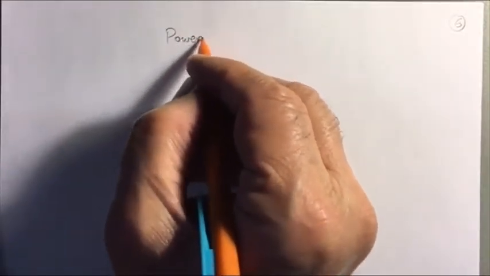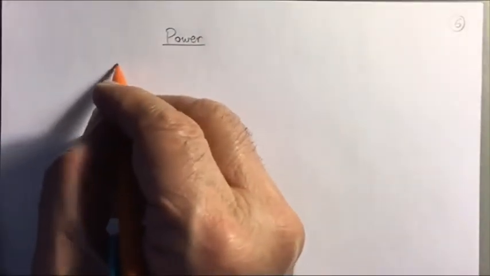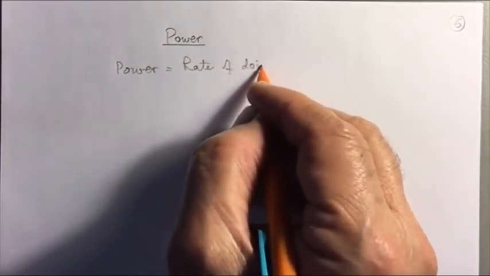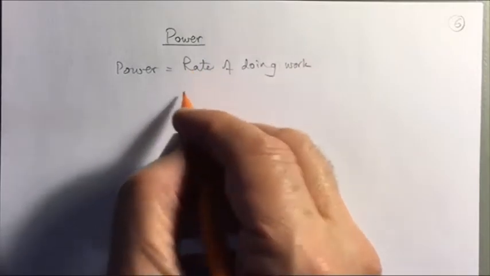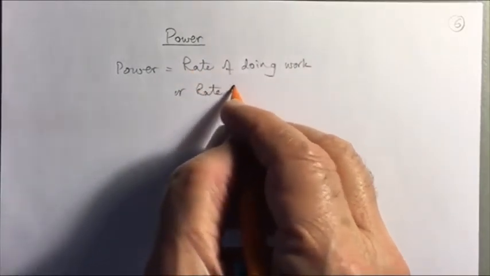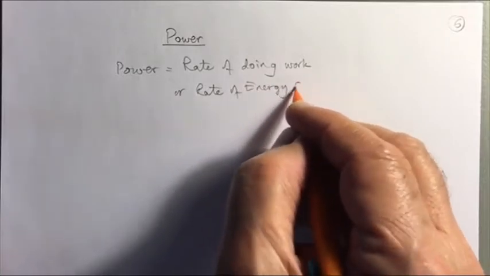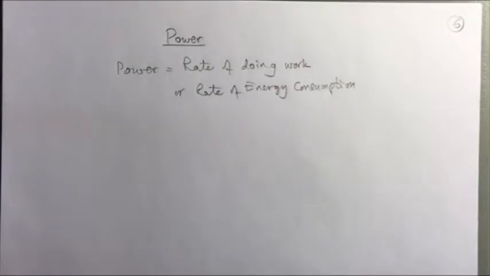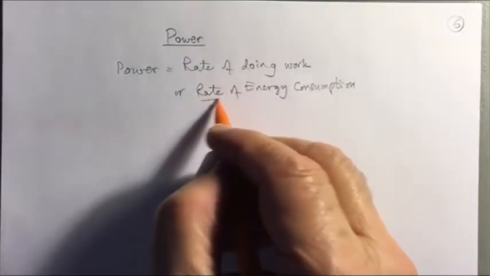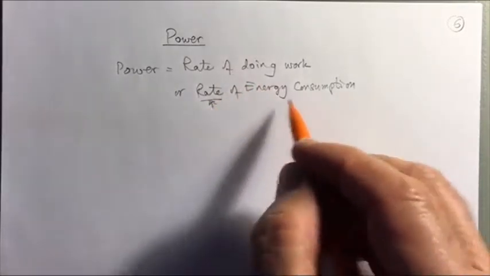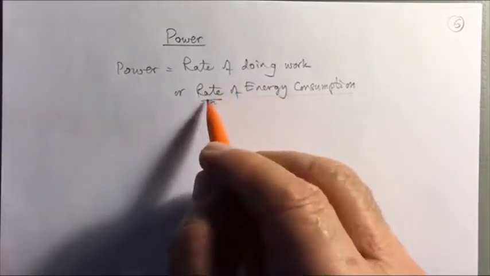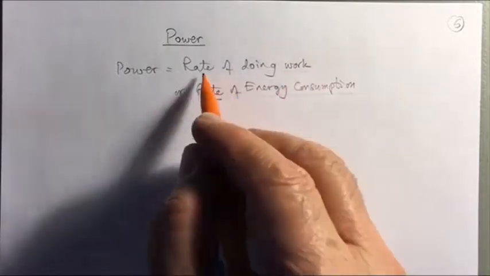This chapter. So we now come to the last topic, which is power. And power is defined as the rate of doing work, or you can say the rate of energy consumption. So if you're spending energy at a certain rate, that would be power. Now when we talk of rate, it means how much energy is consumed per minute or per second or per hour or per unit time, or how much work is done per unit time.